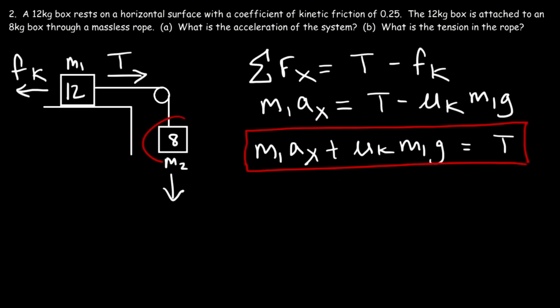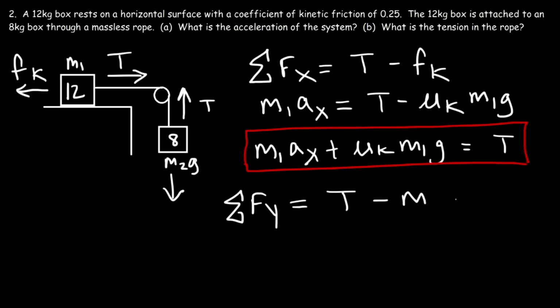Now let's focus on the second block. We need to focus on the forces in the y direction. So we have an upward tension force and a downward weight force, m2g. It's going to be the upward tension force minus the downward force, so we're going to add a negative sign to that. And just like before, we're going to replace the net force in the y direction with negative m2ay, so that this acceleration is positive to match the other acceleration, which is going to be positive.